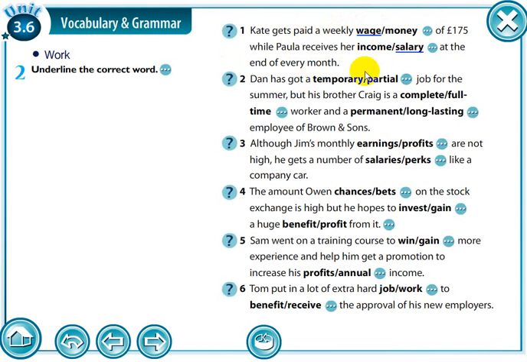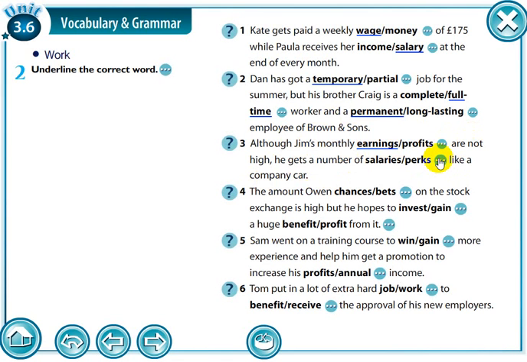Dan has got a job for the summer, only for the summer, so of course it is temporary. But his brother Craig is a full-time worker and has a permanent job. Permanent means long-lasting, something that remains fixed. Number 3, although Jim's monthly earnings or profits, what do we take per month? Of course it's earnings, you work to earn your living, are not high, he gets a number of perks, like a company car. It is a perk.